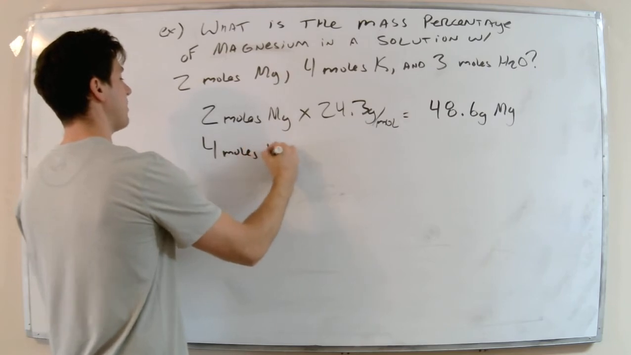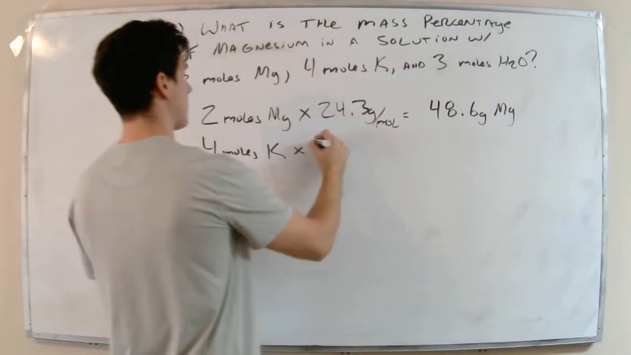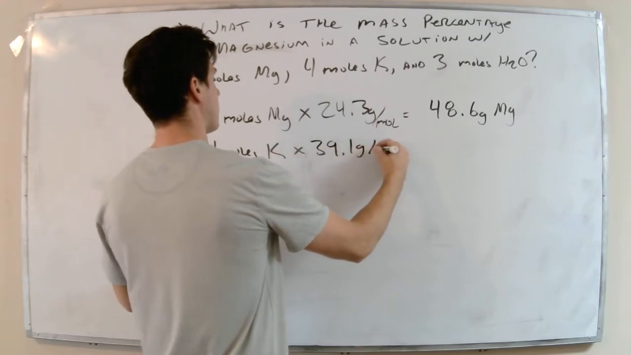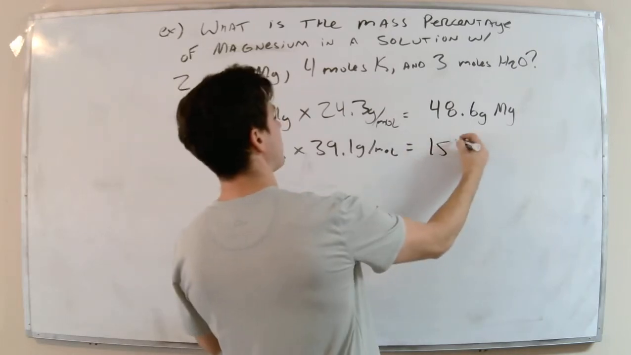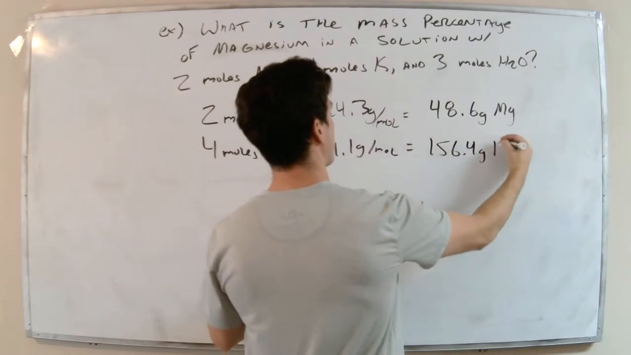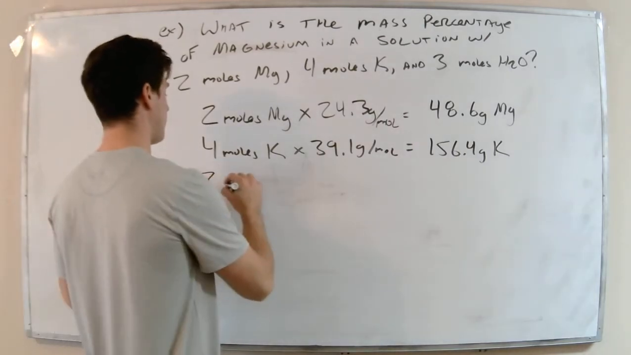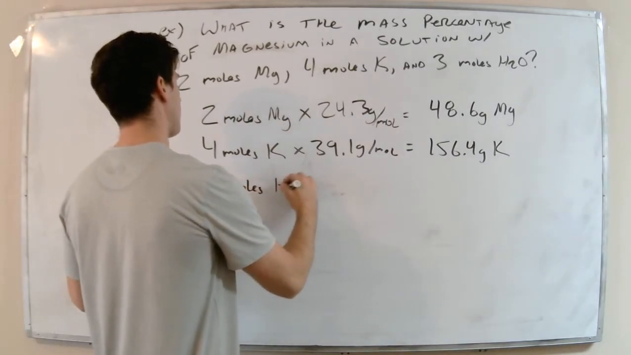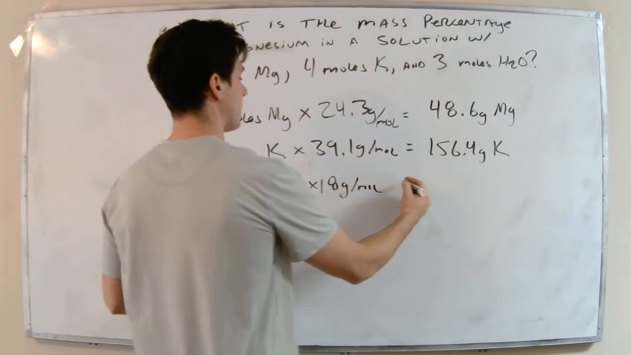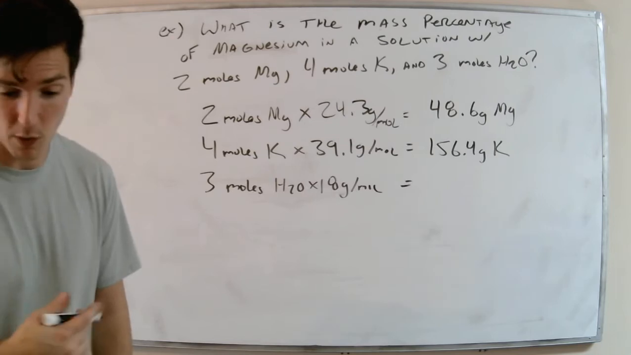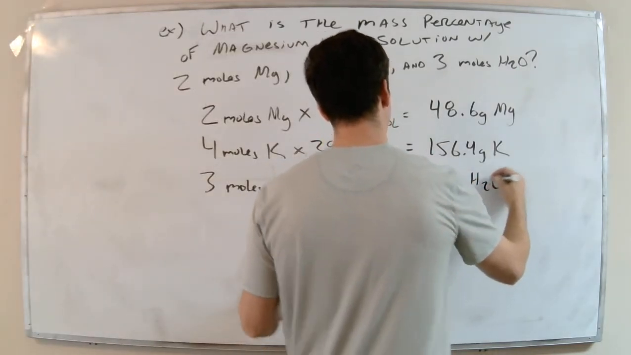We got 4 moles of potassium. We're going to do the same thing. We're going to multiply by the molar mass of potassium, which is 39.1 grams per mole. That gives me a mass of 156.4 grams of potassium. And then the last one, right, we got 3 moles of H2O, which if we times by 18, that'll give us 54, I believe. Good. My math is still on point.